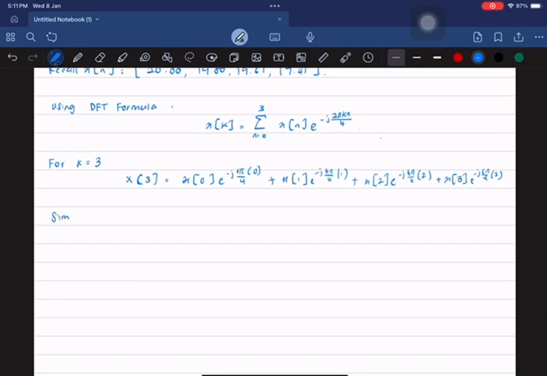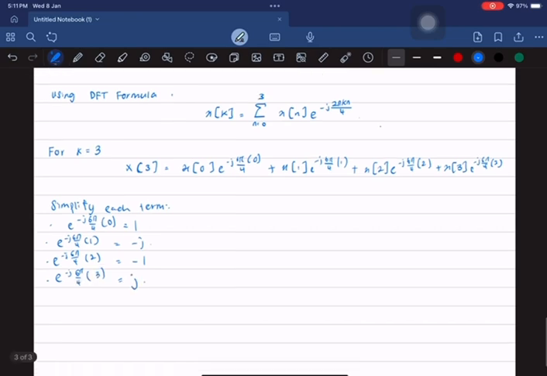First of all, we simplify each term from the equation. The first one, e^(−j6π/4 × 0), gives 1. The next one, e^(−j6π/4) gives negative j. For e^(−j6π/4 × 2), we get negative 1. And e^(−j6π/4 × 3) gives j.